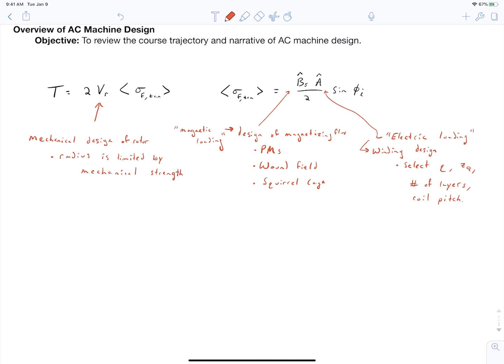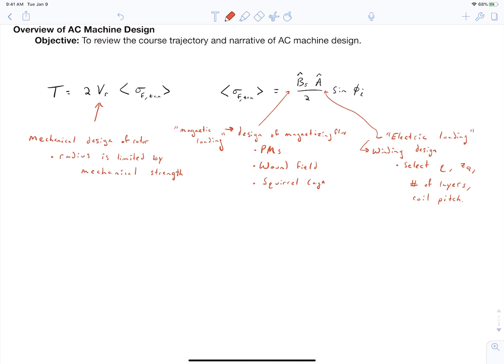And your radius is limited by the mechanical strength of your rotor design. So if you've got permanent magnets on your rotor, it's going to be limited by the speed at which those magnets will fly off. Or if you put a retaining sleeve on those magnets to hold them onto the rotor, it'll be limited by the strength of that retaining sleeve, how effective it's able to hold them on.